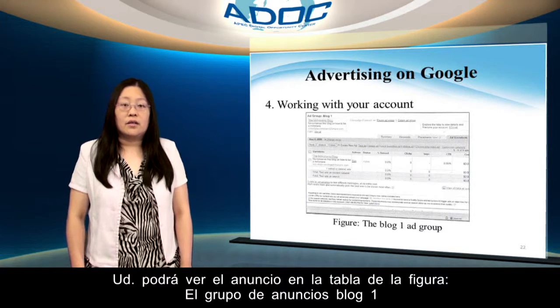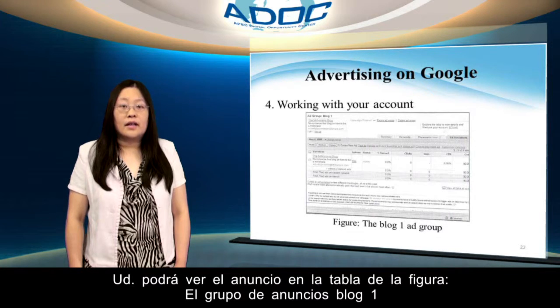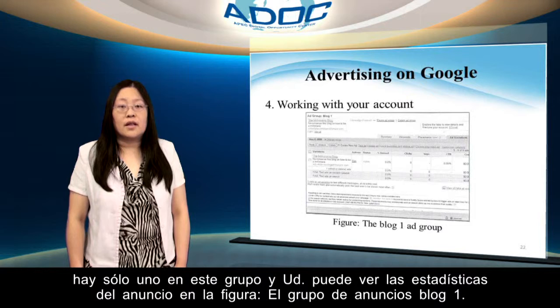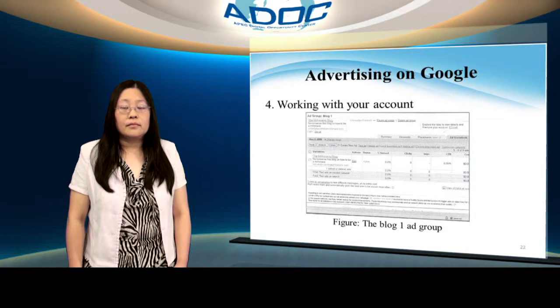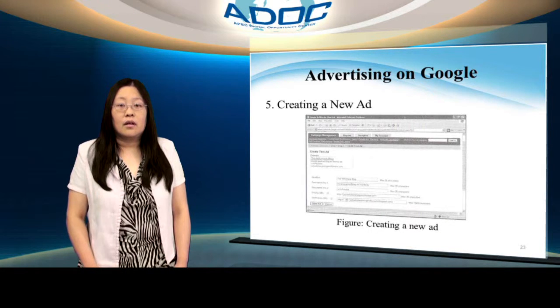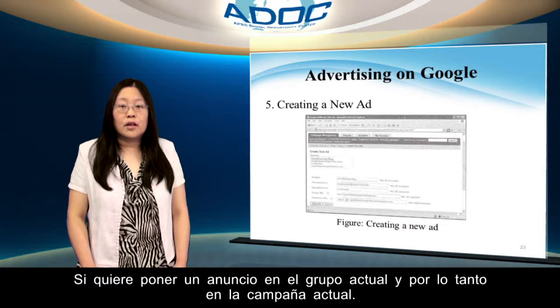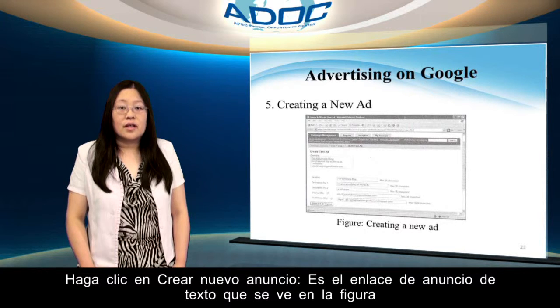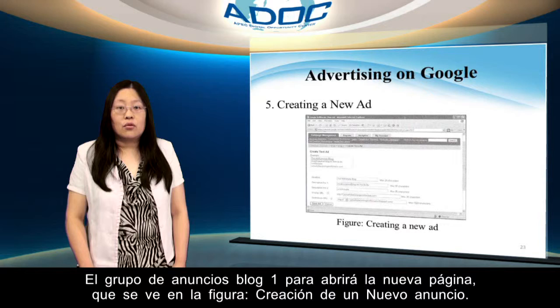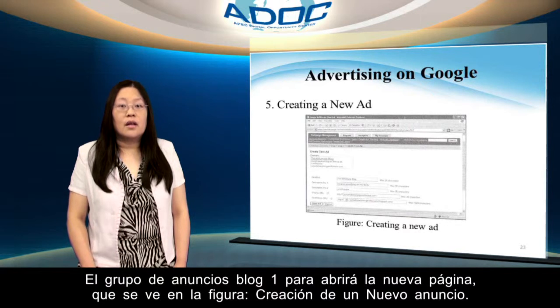You can see the ad in the table in the figure, the Blog 1 ad group. There is just one ad in this group, and you can see the status of the ad in the figure. Creating a new ad: want to put a new ad in the current ad group, and therefore into the current ad campaign? Click the Create New Text Ad link that you see in the figure, the Blog 1 ad group, to open the new page you see in the figure, creating a new ad.